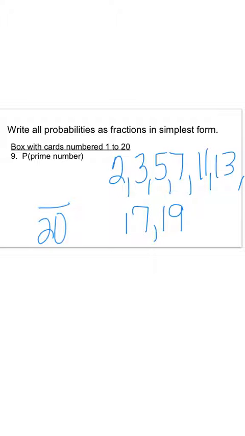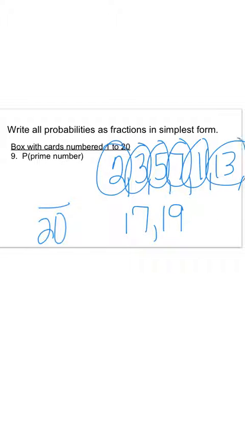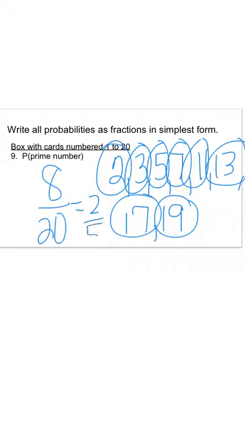So these are your prime numbers: 2, 3, 5, 7, 11, 13, 17, and 19. That is 8 numbers, so 8 goes at the top, and 8/20ths can be reduced to 2/5. So you have a 2/5 probability of pulling a prime number.